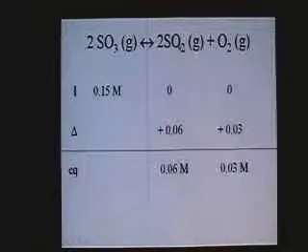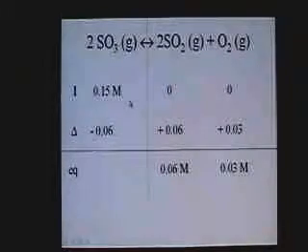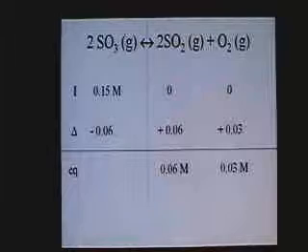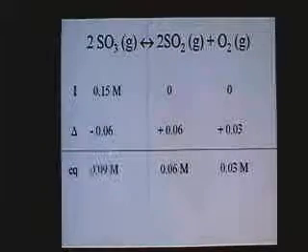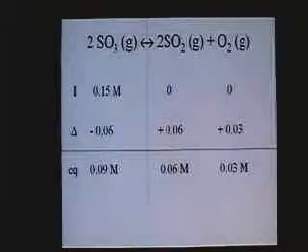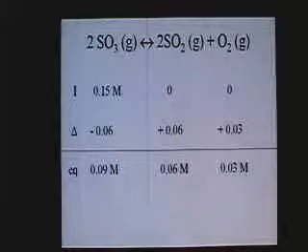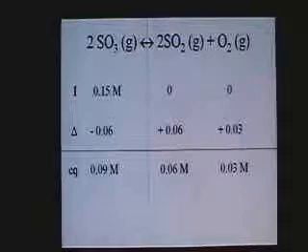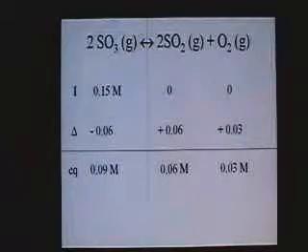So whether you focus your attention on the SO2 or the O2, both of these values tell you to subtract 0.06. So by subtracting 0.15 minus the 0.06, at equilibrium we have 0.09. Now that we have all the equilibrium values, we're now ready to plug this into our mass action expression.